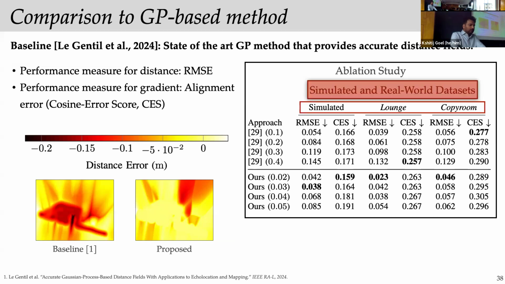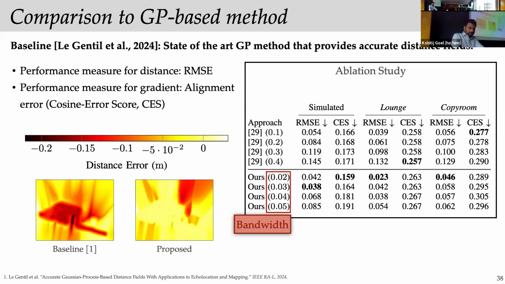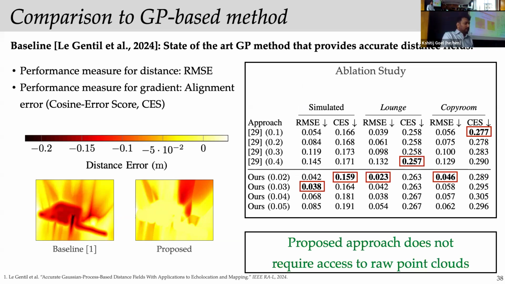We also ran an ablation study on different parameter settings of the approaches for both simulated and real-world datasets. For the baseline approach, the free parameter is called the length scale parameter. Lower length scales provide higher accuracy in GP-based methods. And for the proposed approach, this is the bandwidth parameter, with lower bandwidths providing higher accuracy. We observe overall that the proposed approach provides comparable accuracy for both distance values and its gradient, but with an advantage that the proposed approach does not require access to the raw point clouds. We do distance and gradient computation using the ellipsoidal representation as opposed to the raw point clouds.